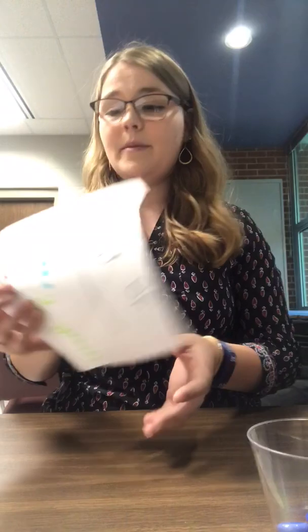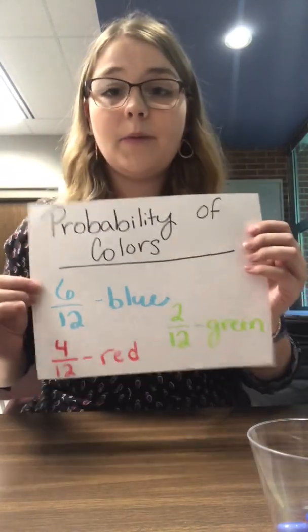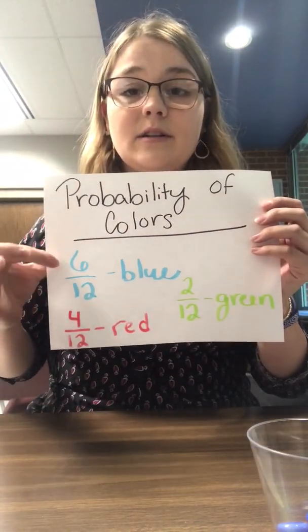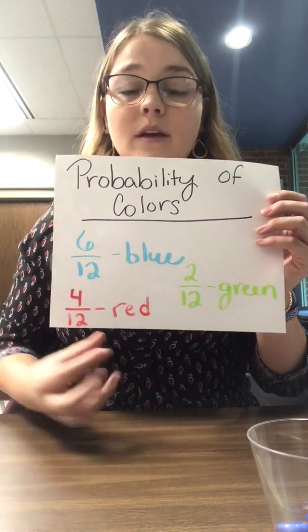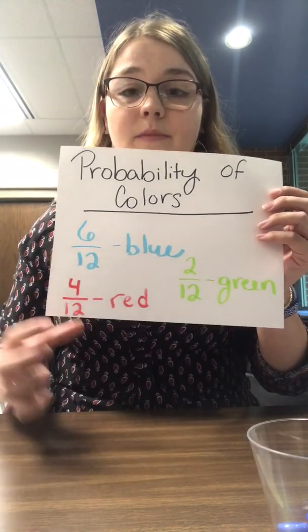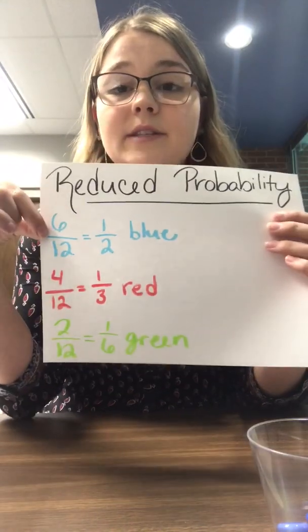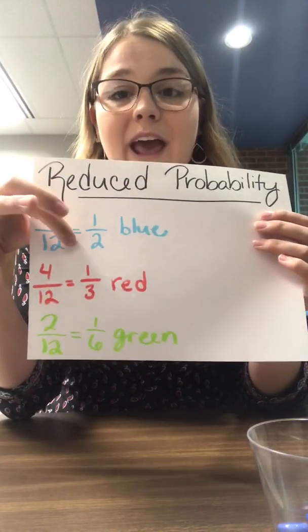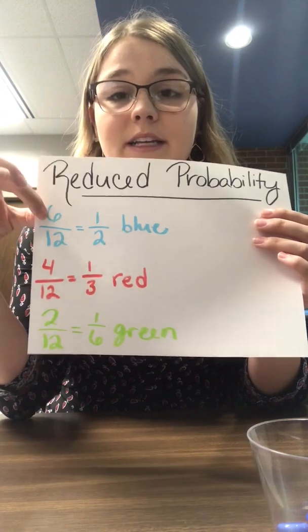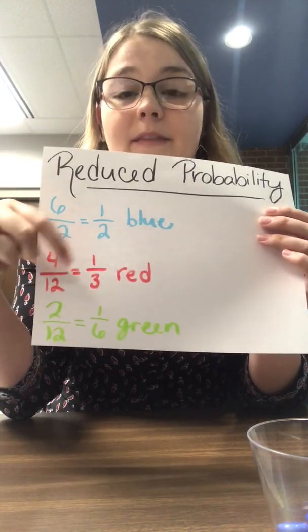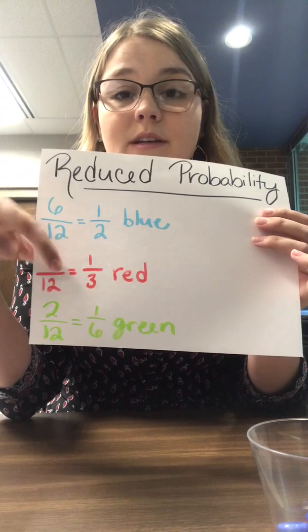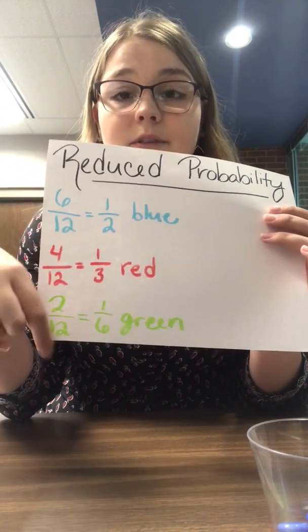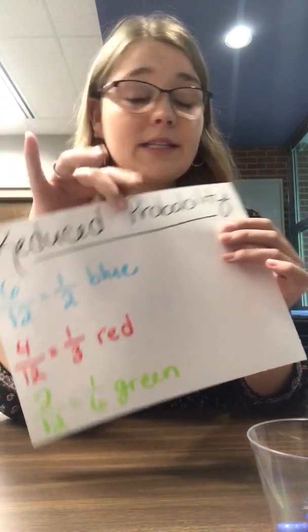Okay, alright, so before I start, I'm going to do the probability of each color. So blue is 6 out of 12 since there are 6 blues and 12 total. Then red is 4 out of 12. Green is 2 out of 12. Now I'm going to give you the reduced probability of each. So 6 out of 12 reduces to 1/2, and that's blue, since 6 goes into 12 twice. Red, 4/12 is 1/3. Green is 2/12, which reduces to 1/6.